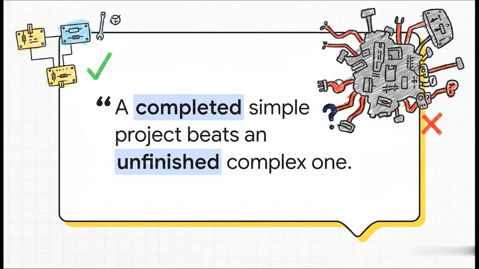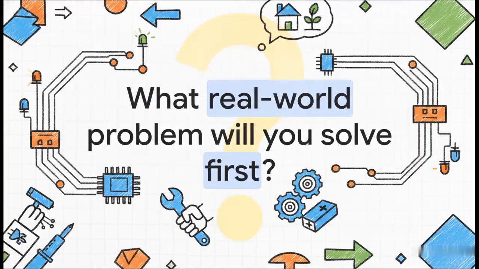I want to leave you with a piece of wisdom that basically sums up the entire thesis of this explainer. A completed, simple project beats an unfinished, complex one. Start small, validate every single step, and get the thing working. That is exactly what makes you an engineer. So there you go. You've got the roadmap, you know the tools, the workflow, the budget, the whole shebang. The only question left is this: what real-world problem are you going to solve first? Get out there, start building, and let's turn that abstract theory into something incredibly real.